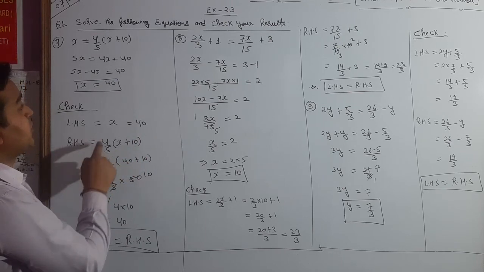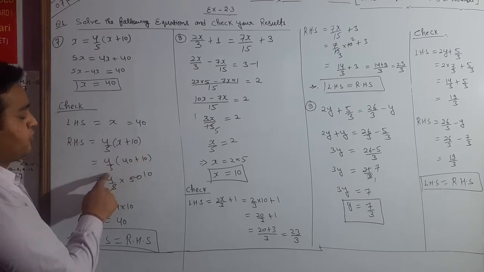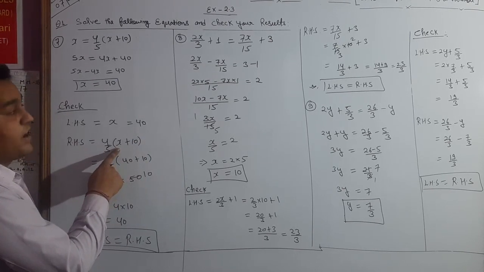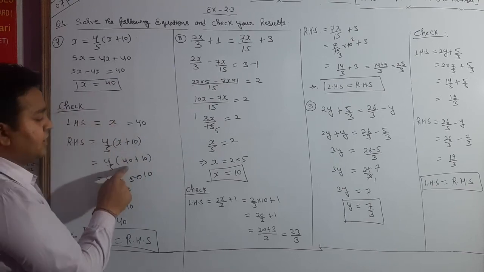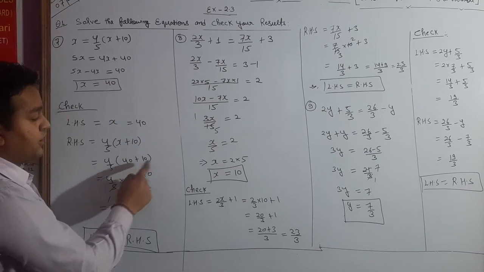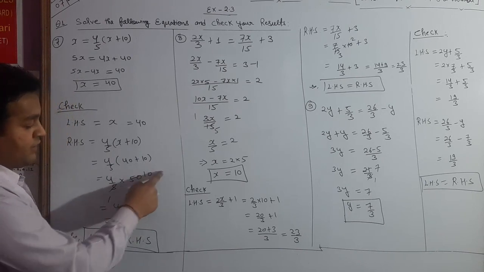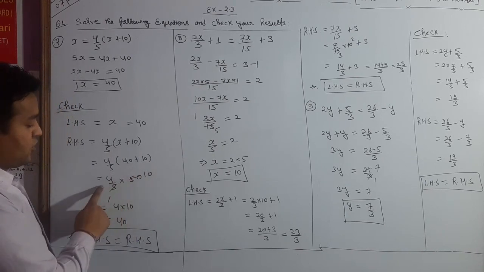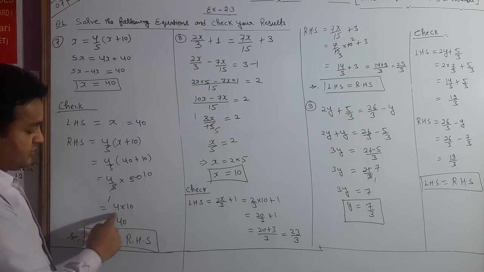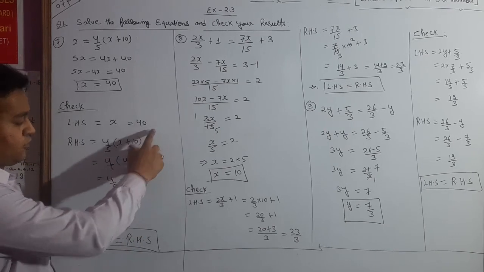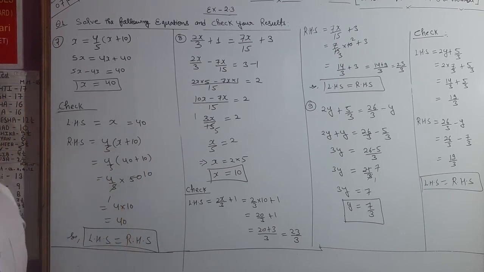The right hand side 4 upon 5 bracket x plus 10. 4 upon 5, what is the value of x you get here? 40. Just write 40 here, and this plus 10, and 40 plus 10 what you get here? 50. Now just calculate. 5 ones are 5, 5 tens are 50. Now you get 4 into 10, just multiply, you get 40, here 40, here 40, both are same. It means your answer is right.